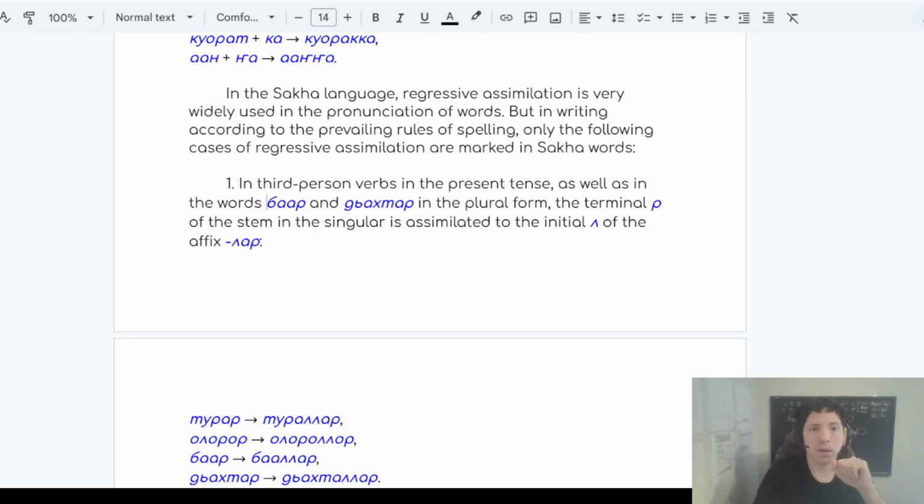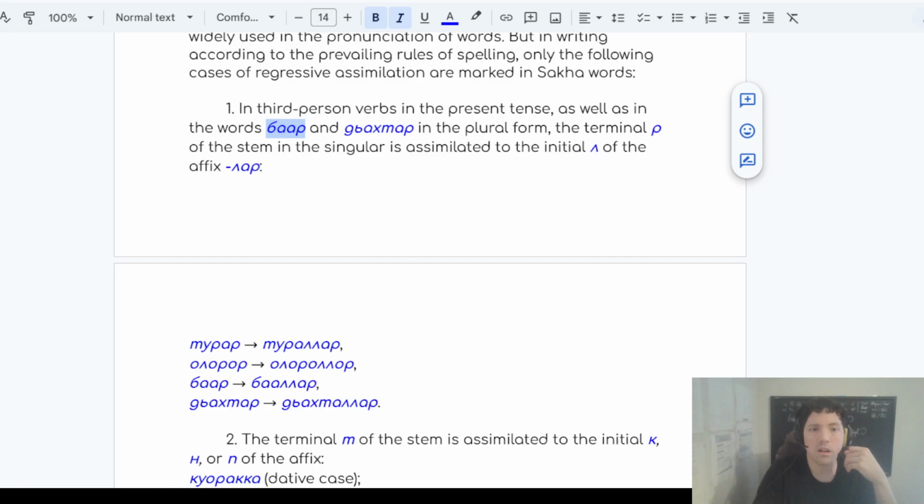So it's just talking about how the R will change to an L in verbs or in nouns that become plural. So if we say turar, and then we want to make that a plural verb, turalar, we don't say turarlar, because that would be hard to say. Turalar, oloror becomes olorolor. Bar becomes balar. It's just when we add the ending that R changes to an L.